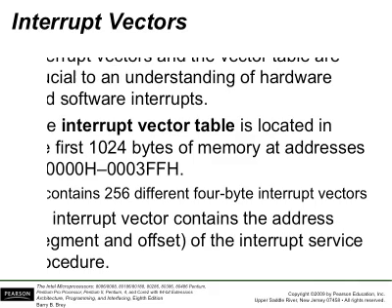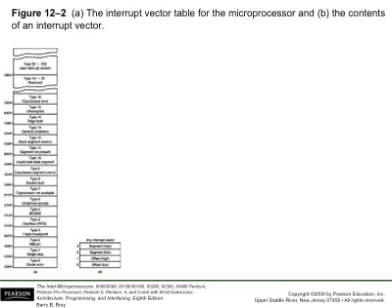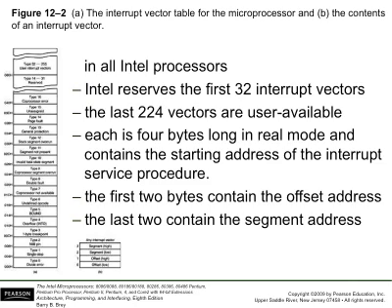We said this interrupt vector contains the address of the interrupt service procedure. This table illustrates the interrupt vector table for Intel microprocessors. The left column, the numbers, is essentially the interrupt number, corresponding to the vector that's stored in this table.